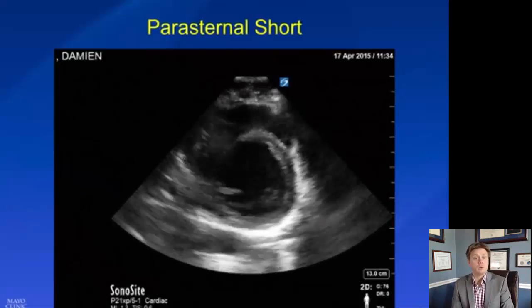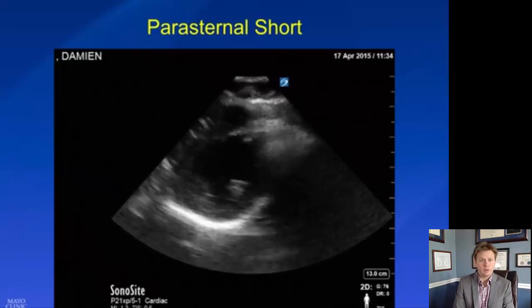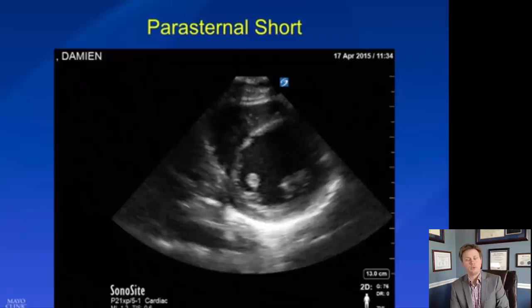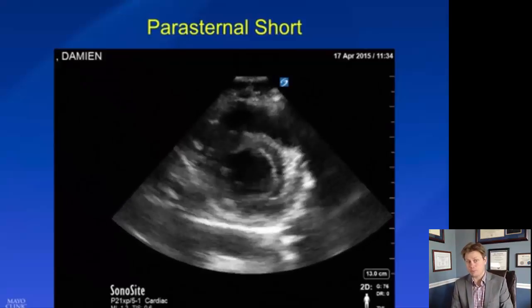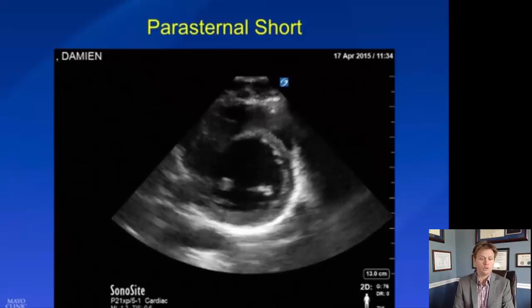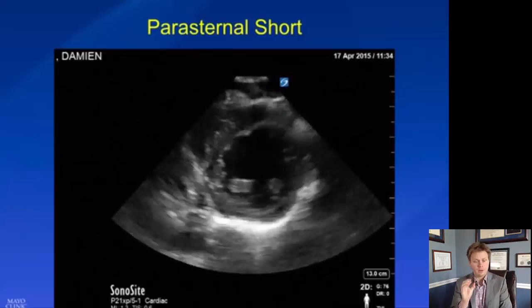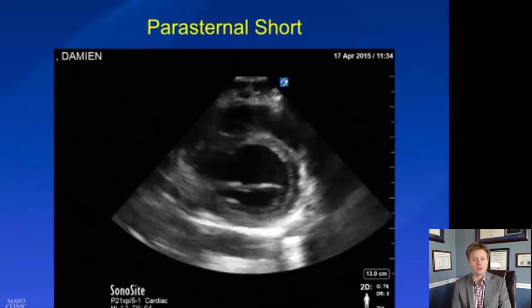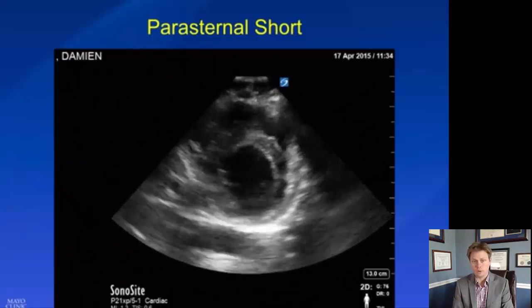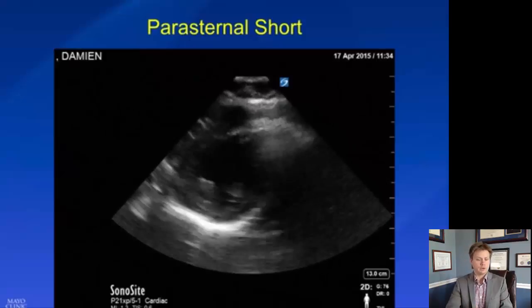Rotating your probe 90 degrees clockwise will produce this parasternal short image of the heart. This is a cross-section through the left and right ventricle. The left ventricle is a higher pressure system with a much thicker, more muscular wall, so it retains a very circular shape, and adjacent to it, on the other side of the septum, we see the sort of V-shaped right ventricle, as is its normal relationship.